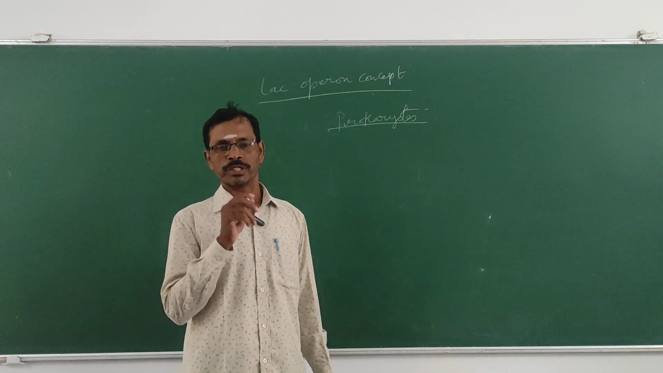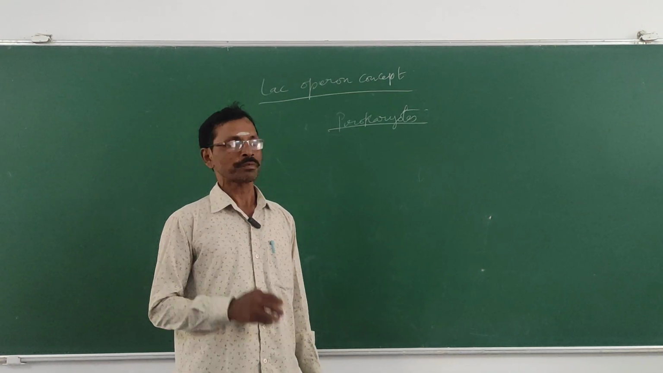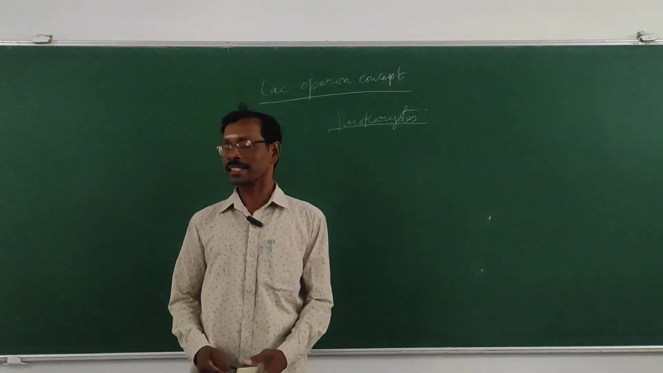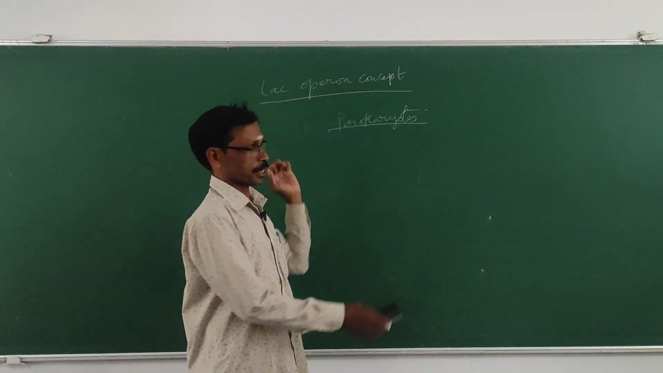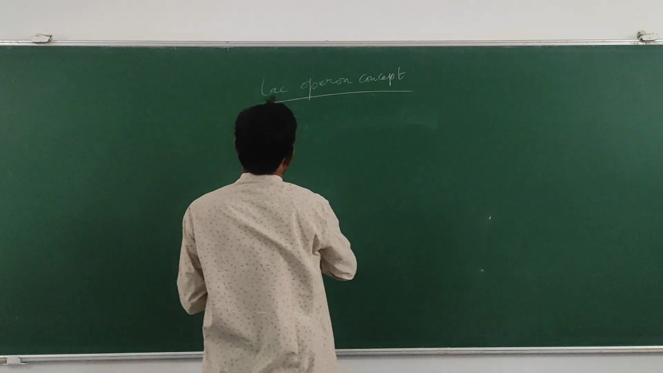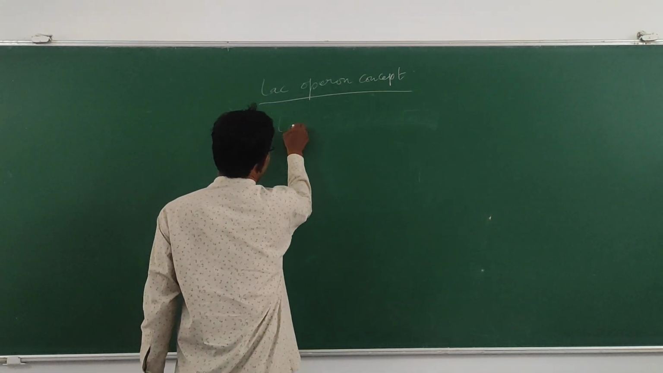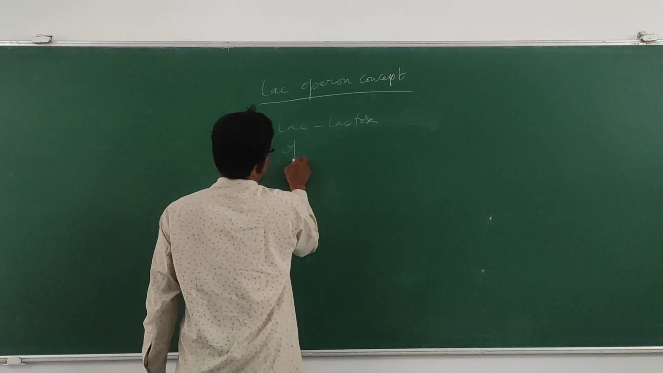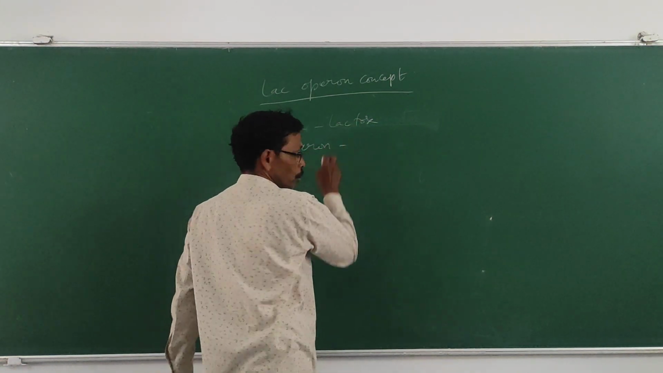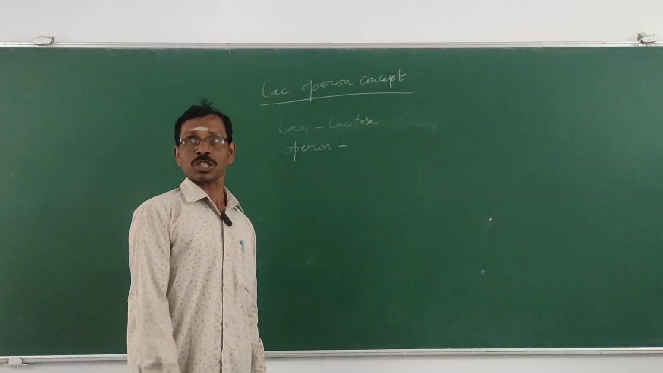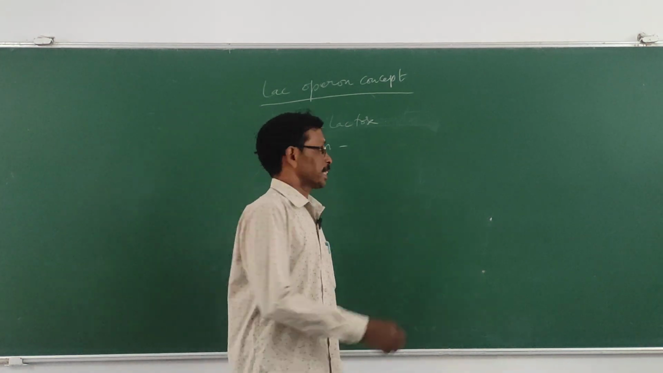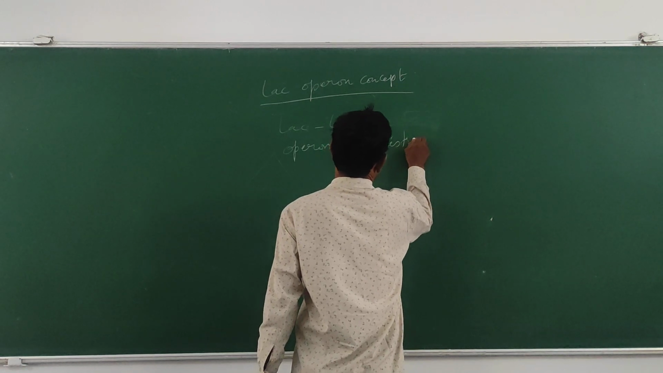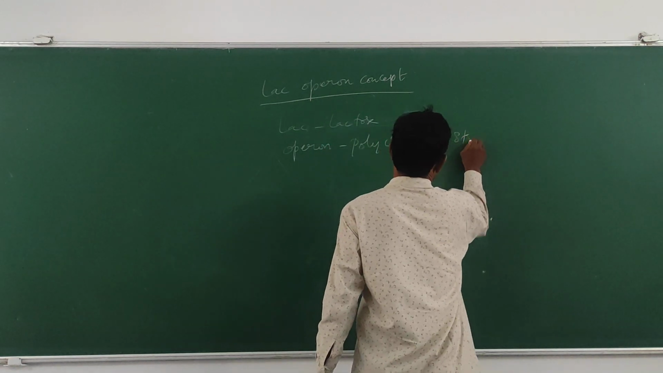In such prokaryotes, for example bacteria and archaea, how is the gene regulated? Now let's discuss. This is called the lac operon concept. I will now explain what is lac operon. Here lac stands for lactose. Operon, what is meant by operon? Operon is a polycistronic structural gene.